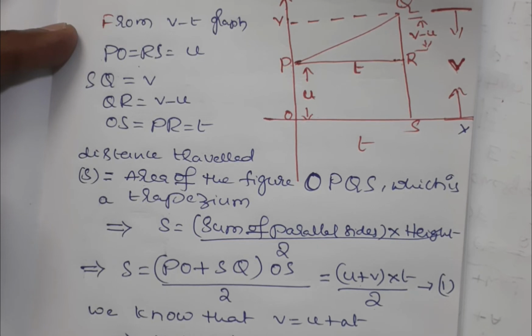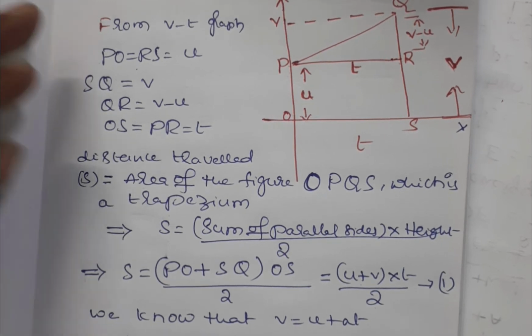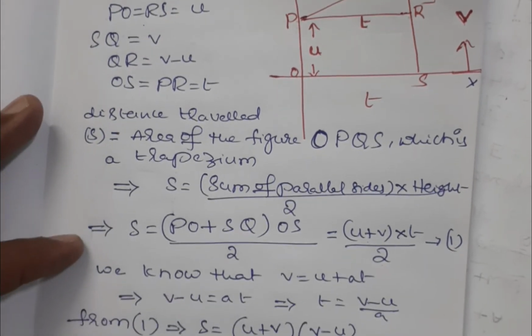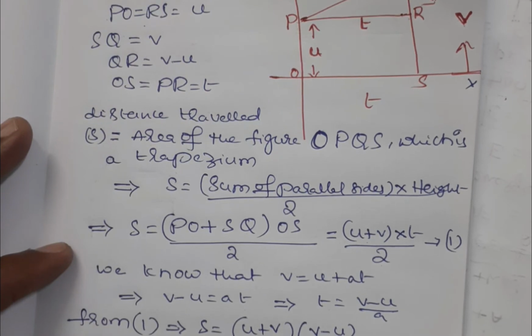So s is equal to (v + u), where u plus v is written as v plus u, times (v − u) by 2 into a, that is 2a. So by cross multiplication, s into 2a, 2as, equals (v + u) into (v − u). So (v + u) into (v − u) equals v² − u².